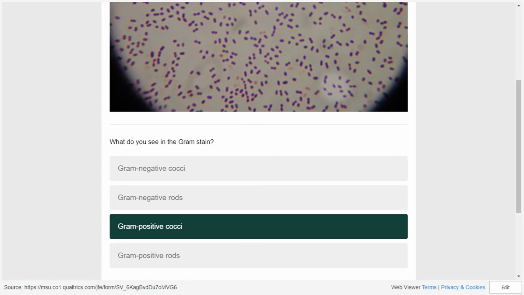Then we have a gram stain now of the purified culture, and they're gram-positive cocci. Now we don't see the neutrophils because it's been purified. One of the choices is that purification is not necessary. That's false. You need to purify the culture to do further assays and for antibiotic susceptibility.